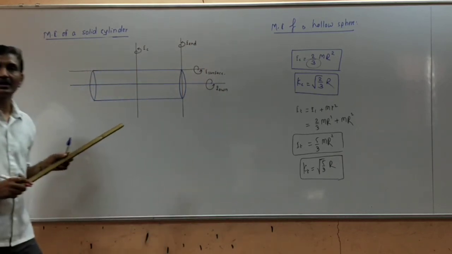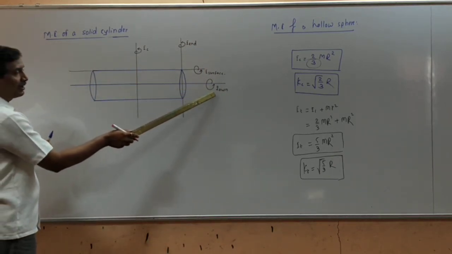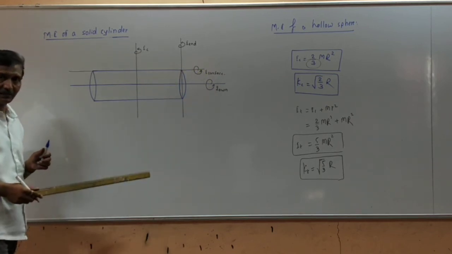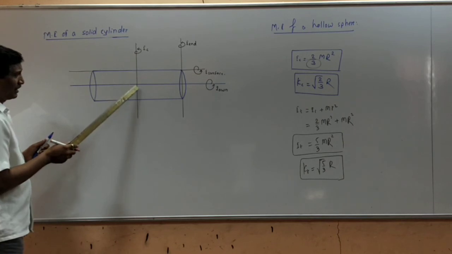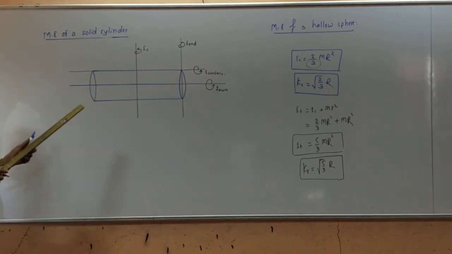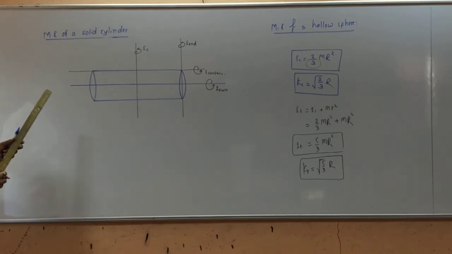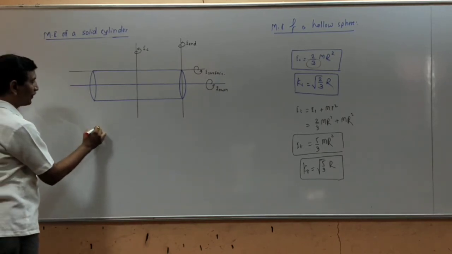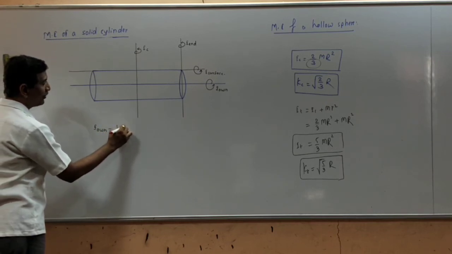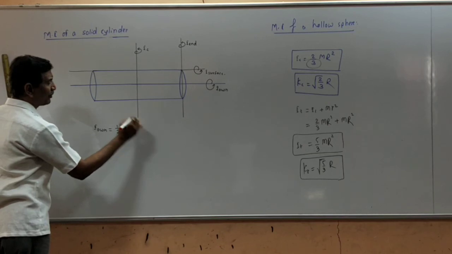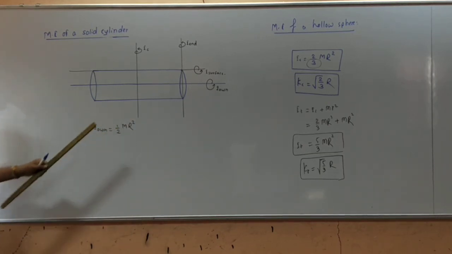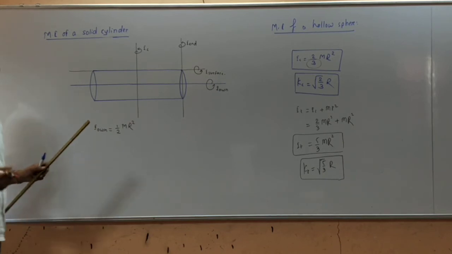So how many formulae we consider here? 4. The moment of inertia about its own axis, moment of inertia about the axis coinciding with its surface, moment of inertia about an axis passing through the center of mass, and moment of inertia about an axis passing through one end and perpendicular to its plane. So formula for I own is 1 upon 2 mr square or mr square by 2. So how will you remember this formula?